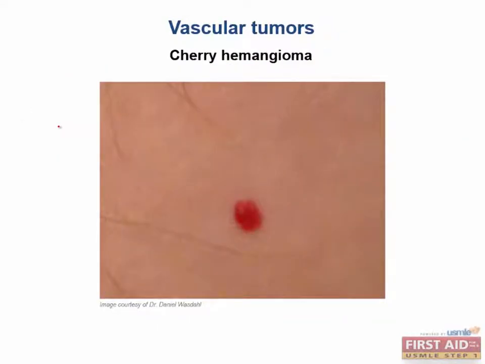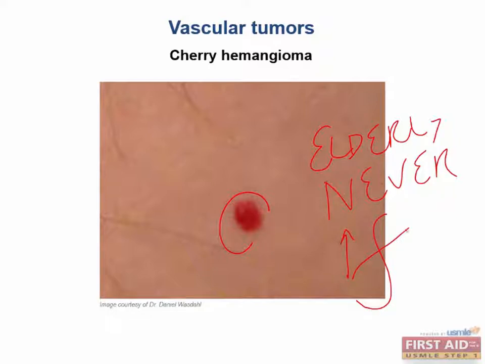This is very simple and quick. Just look at the image here. These are benign capillary hemangiomas that occur in the elderly. They look like cherries. They never regress, and they increase in frequency as the person ages.